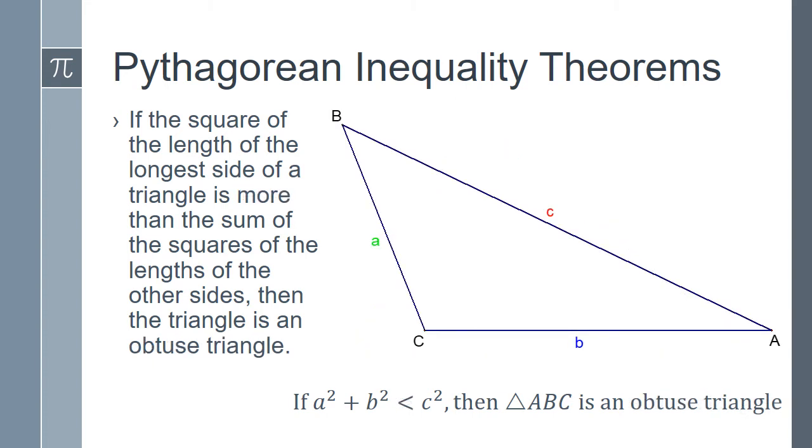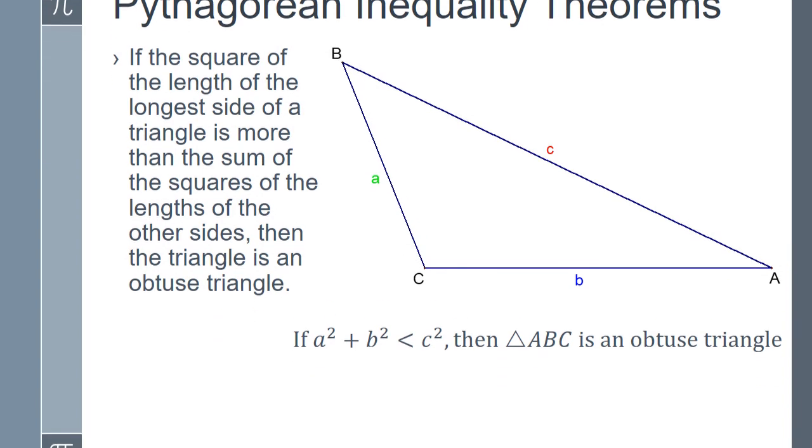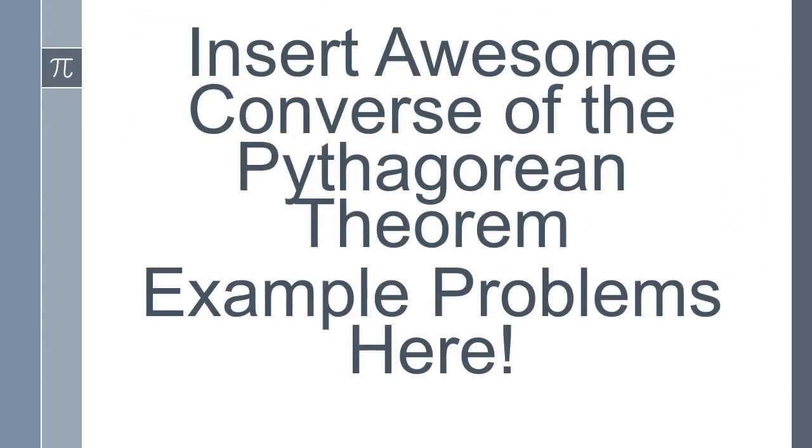If the square of the length of the longest side of a triangle is more than the sum of the squares of the lengths of the other sides, then the triangle is obtuse. So if a squared plus b squared is less than c squared, then triangle ABC is an obtuse triangle. Right? If they're equal, it's right. If a squared plus b squared is greater than c squared, then you've got acute. And if it's less than c squared, it's obtuse. So, let's do some awesome converse of the Pythagorean theorem example problems here.